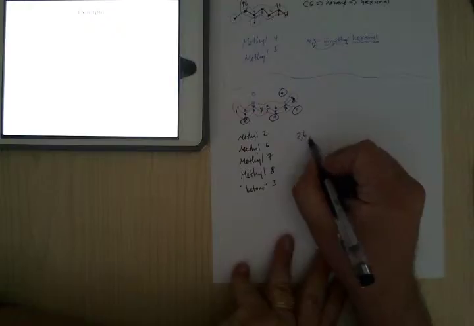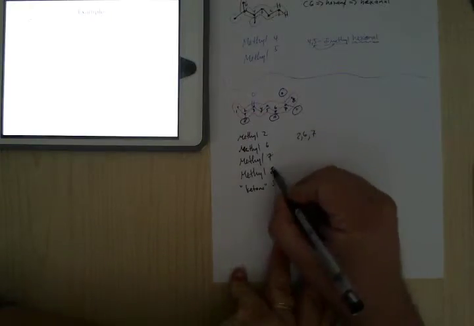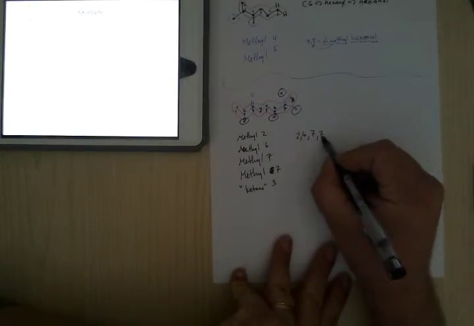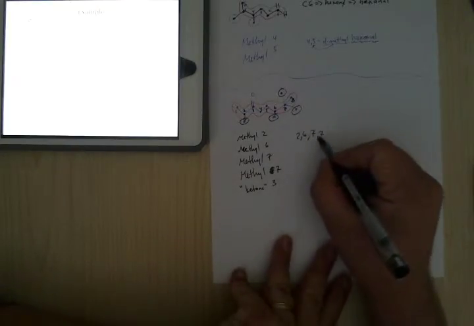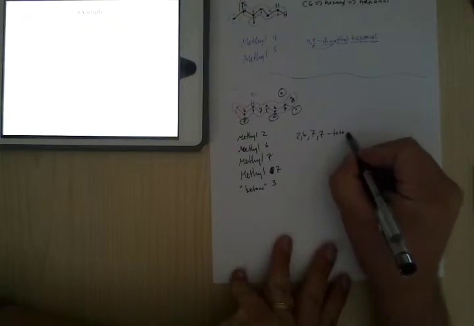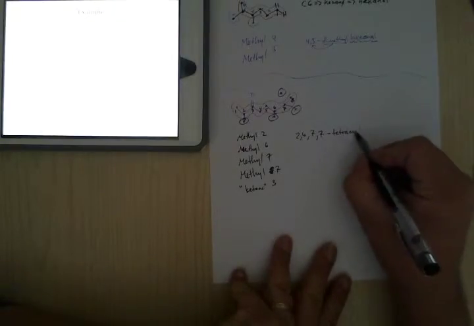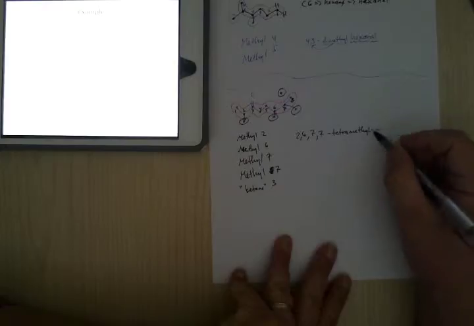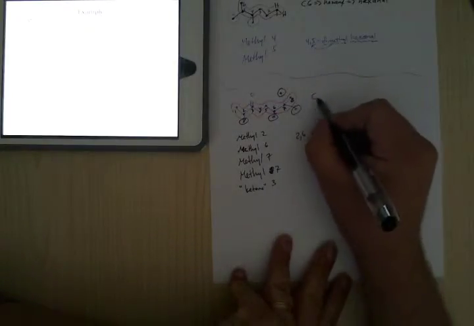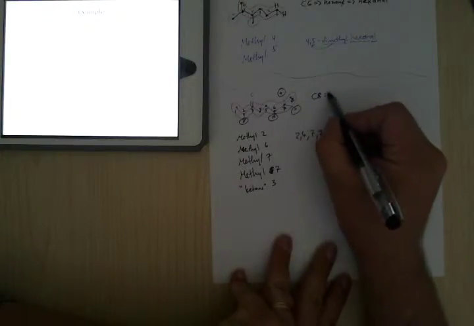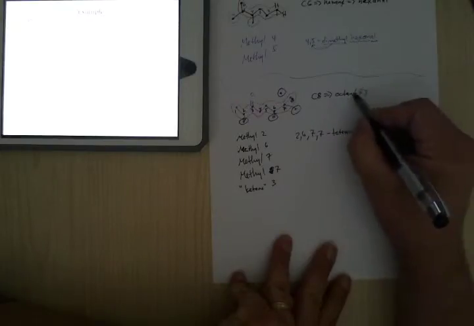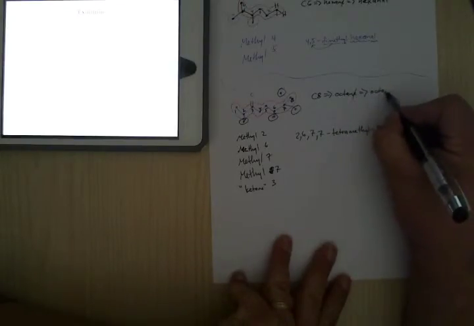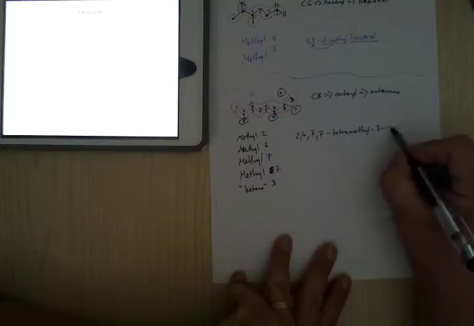So 2, 6, 7. Oh, so not 7, sorry, that's a 7, not an 8. This one's at 7, not 8. So 2, 6, 7, 7 tetra, meaning we have 4, so we have tetramethyl. Oh, we never did the main chain. So C8 would be octane, but since it's a ketone, we take off the E and write octanone. So it'd be 3-octanone.